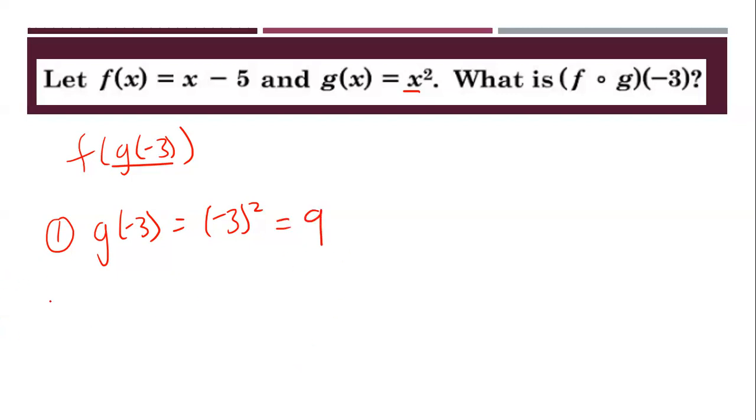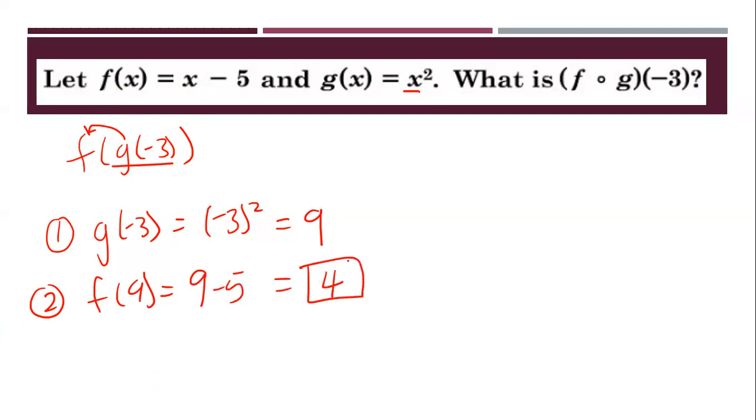Now I'm going to take my first output and plug it into my outside function. What is my outside function? My outside function is F. So I'm going to take F of 9. Going to function F, wherever there's an X, I'm plugging in a 9. So we now have 9 minus 5, which equals 4. So you should have gotten 4. You only have one final output. Okay?